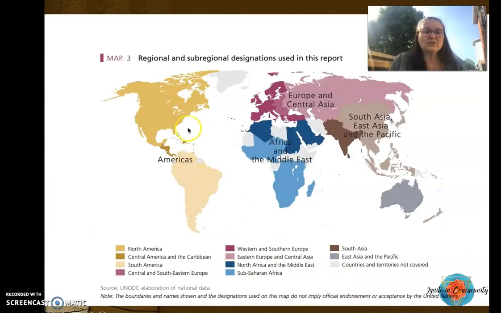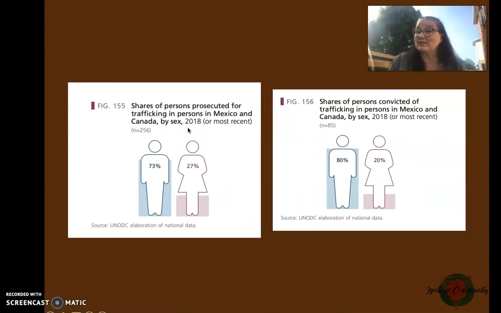We are going to move over to the Canada and Mexico, and I don't know why the U.S. is missing, and we're going to look at Central America and the Caribbean. Here we're looking at only 256 people. That number is so low, we are not doing a good job here at all. Okay, it's 256 prosecuted, 85. Less than half actually being convicted.